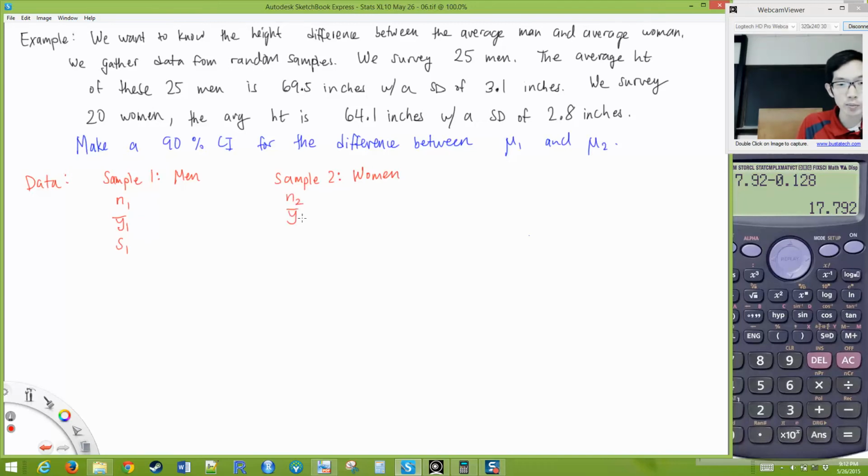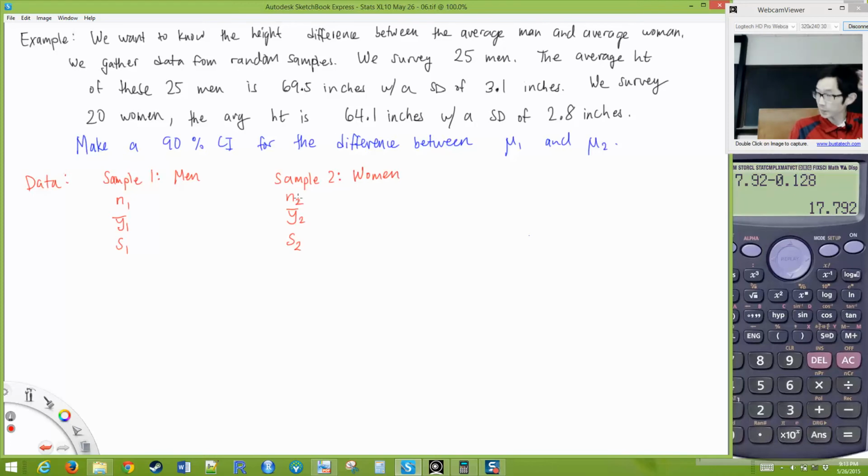If you do this step, sometimes it feels like it's extra work in the middle of a problem and you've got to rush for time or something. Don't think that. Take 1 minute and label all the numbers: N1, Y bar 1, S1, N2, Y bar 2, S2. It will make your life much, much easier than trying to just read the problem and pick all these numbers out in your head.